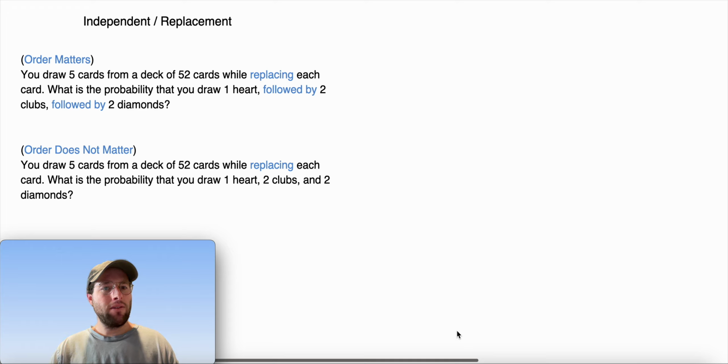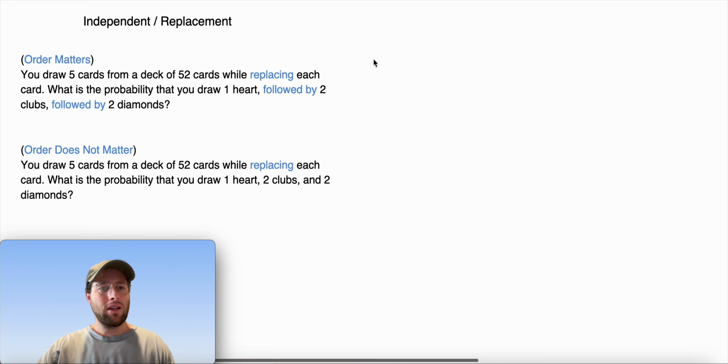You draw 5 cards from a deck of 52 cards while replacing each card. What is the probability that you draw 1 heart followed by 2 clubs followed by 2 diamonds? Alright, so let's get started with calculating the probability here. We want to, out of a deck of 52 cards, draw 1 heart, then 2 clubs, then 2 diamonds.